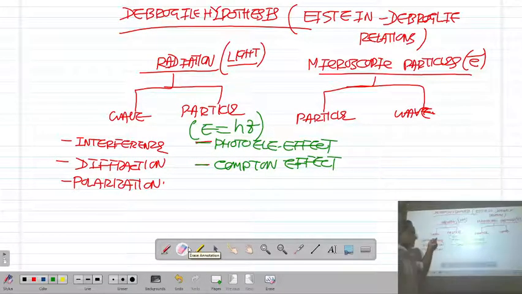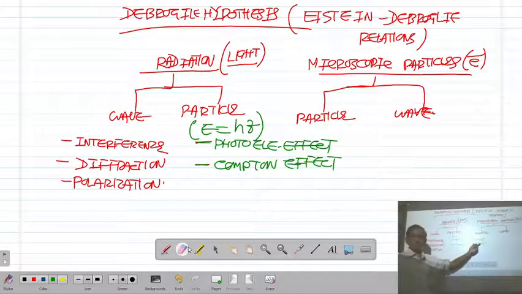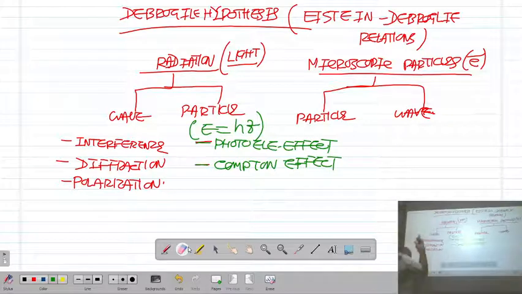Okay. So interference, diffraction, polarization can be explained on the basis of the wave nature of light, but cannot be explained on the particle nature of light. On the other hand, photoelectric effect and Compton effect cannot be explained by the wave nature of light. To explain them, we have to consider the particle nature of light, the photon nature of light. The energy of the photon is hf or hv.